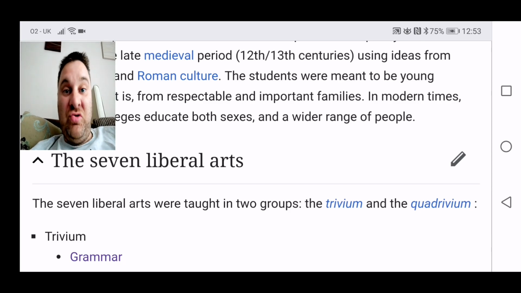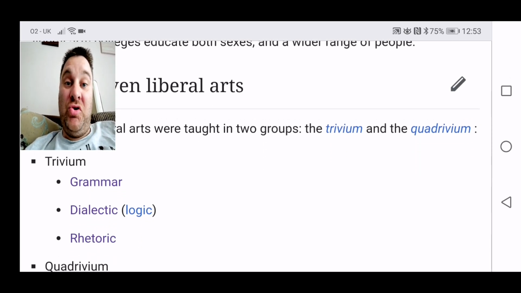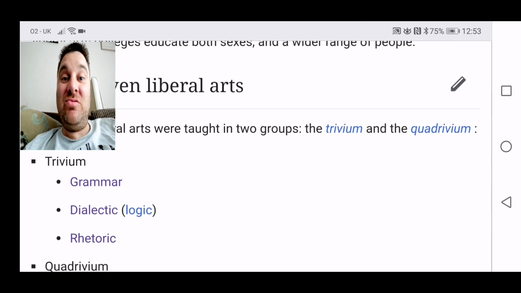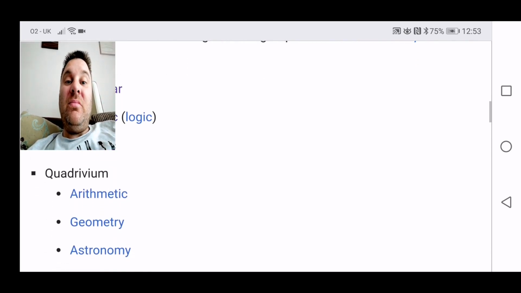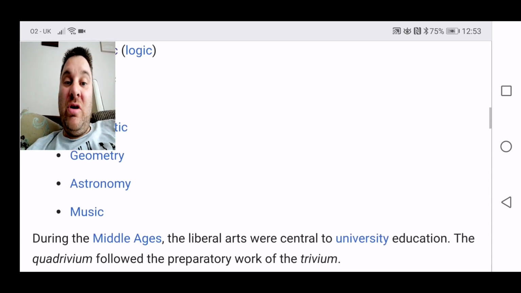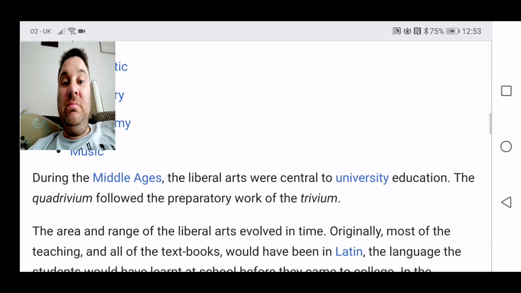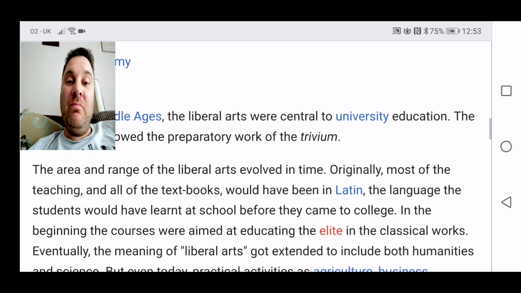So they start off with the trivium, which is grammar, dialectic, which is logic, which is all to do with logical fallacies and stuff like that, which I've been doing, and rhetoric. The quadrivium is arithmetic, geometry, astronomy, and music. During the Middle Ages, liberal arts were central to university education. The quadrivium followed the preparatory work of the trivium.